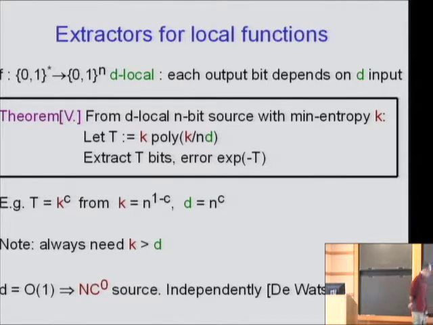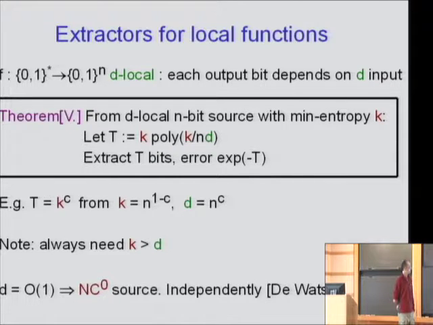Okay? And one thing to note is that you always need k, the min-entropy, to be at least d, because every source of min-entropy k can be written in a k-local fashion, and it's impossible to extract from k-local sources in general. Okay? So if d is a constant, here you get an extractor for NC0 sources, which was independently done by Dai and Watson.